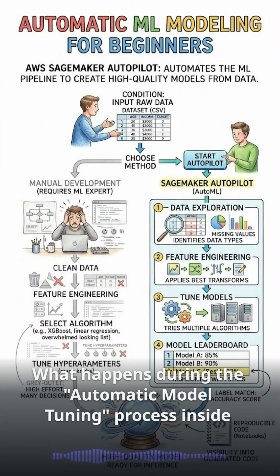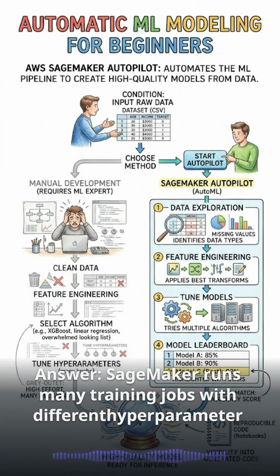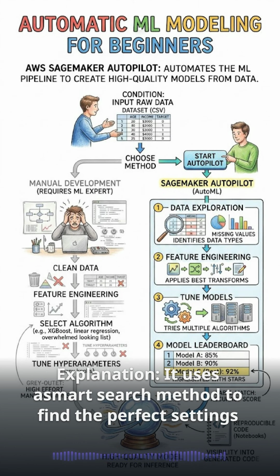67. What happens during the automatic model tuning process inside the Amazon SageMaker service? SageMaker runs many training jobs with different hyperparameter settings to find the one that performs the best. It uses a smart search method to find the perfect settings much faster than a human could by guessing.